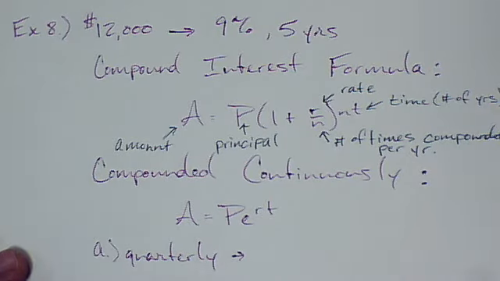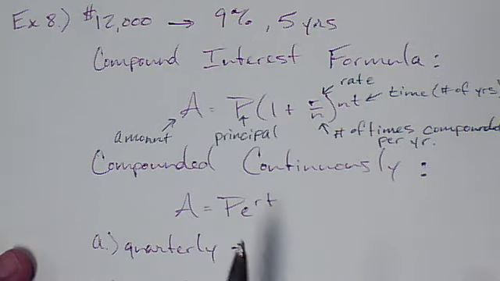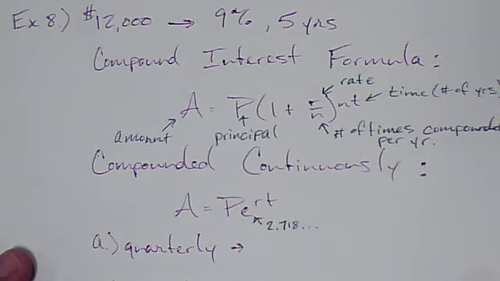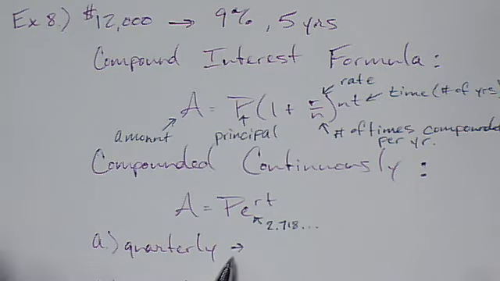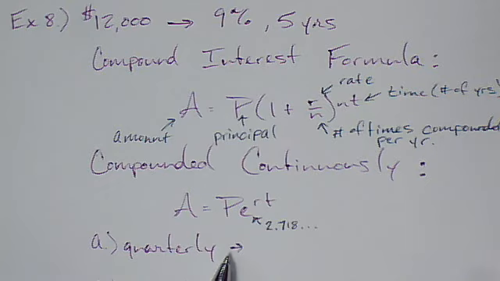Okay. We've also got the compounded continuously formula. You'll hear me call it the PERT formula, where P is the principal, E is the rational number, 2.718, and it goes on. And then R is the rate, T is the time. Okay, so let's say you've got that $12,000 that is collecting 9% interest, and it's compounded quarterly for 5 years.